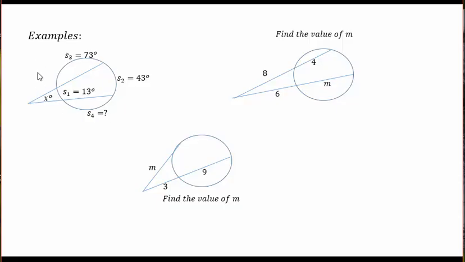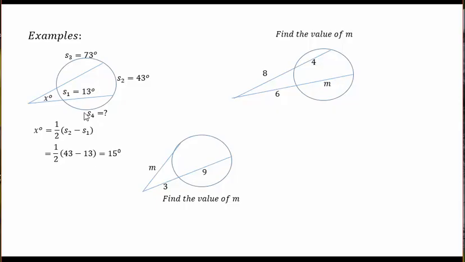So let's say we have this example here where you've been given S1, S2, and S3, and you want to find the value of x. Recall the formula we learned before about x being 1/2 of S2 minus S1. So we simply use that formula here and substitute the values of S2 and S1, and we get that x equals 15 degrees, right?